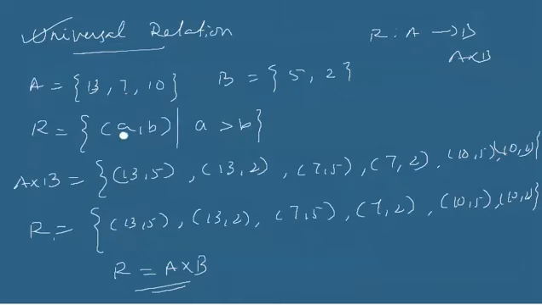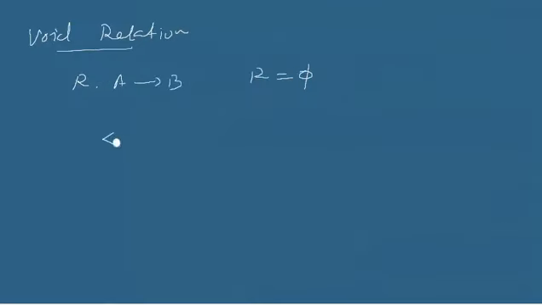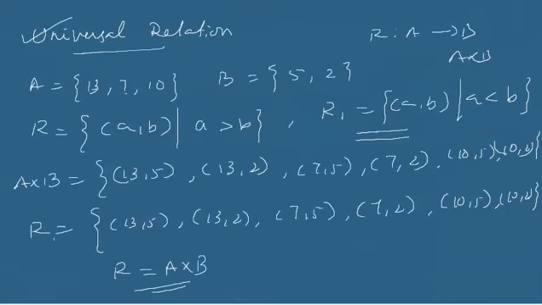In the previous example, here A is equal to {13, 7, 10}, and B is equal to {5, 2}. So here R is those (a, b) such that a is greater than b. And we will define another relation, say R1 is equal to {(a, b) such that a is lesser than b}. Can you find any ordered pair in A cross B? There is nothing. There is no ordered pair which obeys the rule a less than b. In such a relation, R1 is equal to φ.